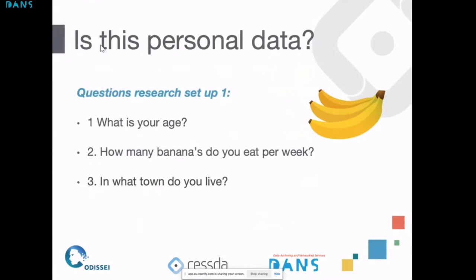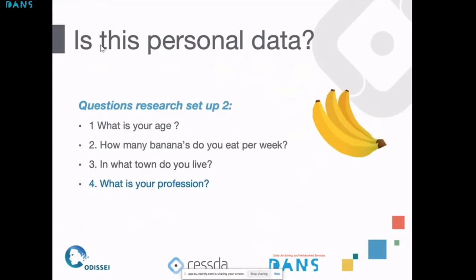So the first question is, what is your age, how old are you, and what's your behavior? Well, is this personal data? I would say no, because this data doesn't identify a person. You might know someone's age, but that doesn't say very much about the person. We can't identify anyone from it.